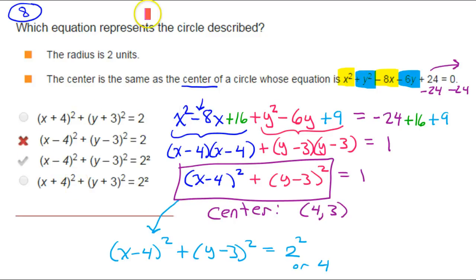Okay, so whoops, I wanted to go back to yellow. They're indicating this as the correct answer. X minus 4 squared plus y minus 3 squared equals, and they went ahead and wrote it as 2 squared, which is, you know, same thing as 4.